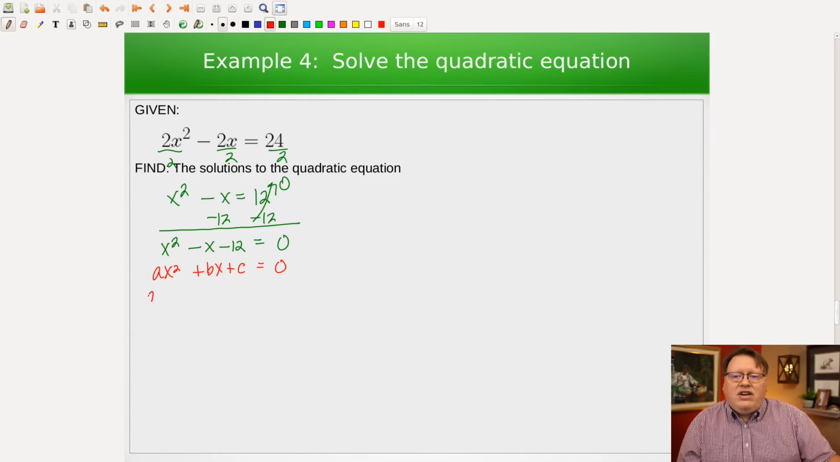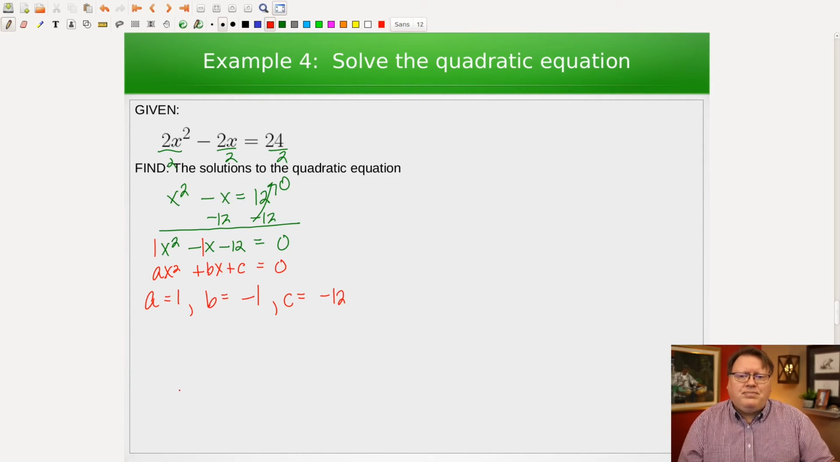So now our a value is understood to be a 1. Our b value is understood to be a negative 1. And our c value is understood, well, it's just the constant with the sign, which is a negative 12. So we have several negatives in this one, but that's okay.